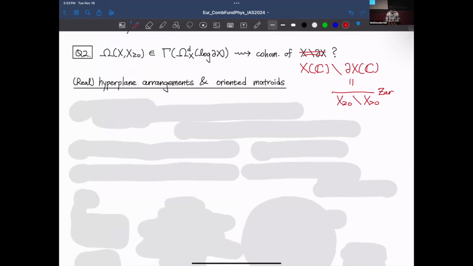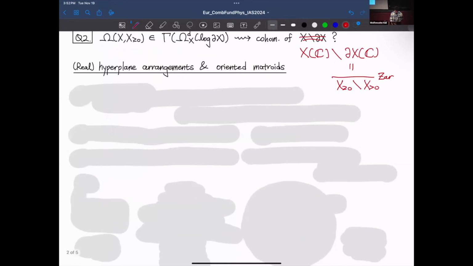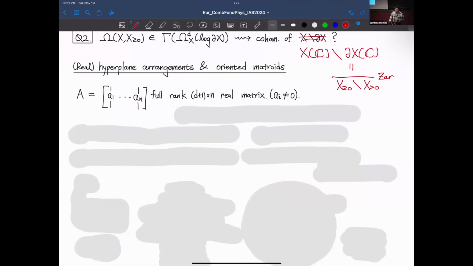Okay, so let's now focus on hyperplane arrangement. So let me set up some notations. So here is a matrix we'll call A, consisting of n columns. Let's call it A1 through AN. A real full rank matrix, n plus 1 by n. And to avoid some trivialities, let's say none of the columns were 0.